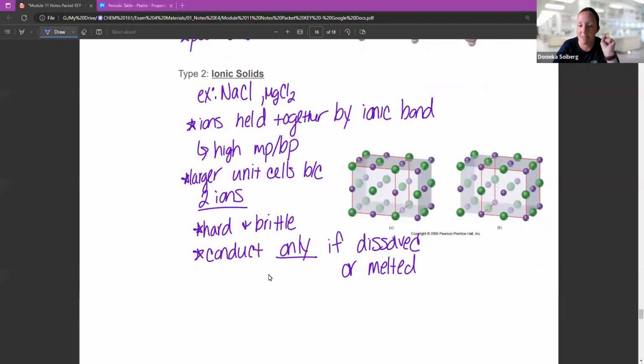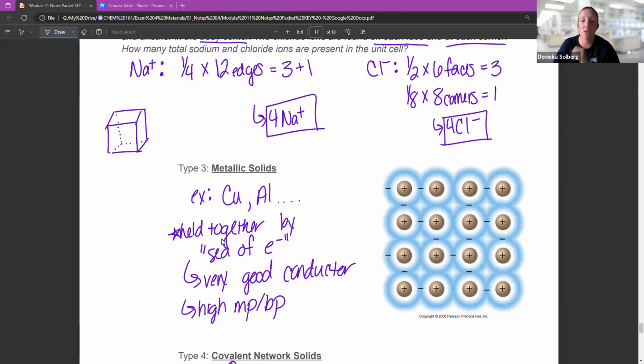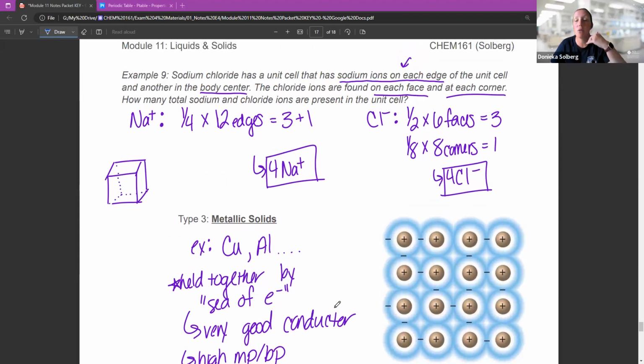What about metallic bonds? Okay, things that are metallic, I'll get back to that in a minute. Things that are metallic like copper or aluminum are held together, as we know, by a sea of electrons. They're great conductors and they have high melting points. They are malleable and ductile because when you smash them, they just smash. They don't have those unit cells that break. Okay. Now, what was I doing up here?